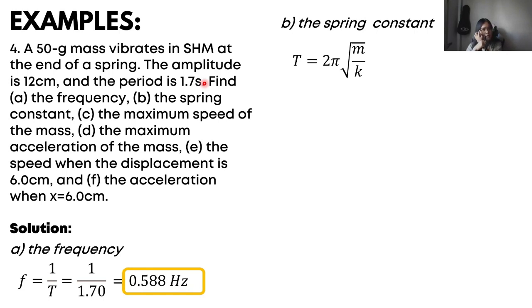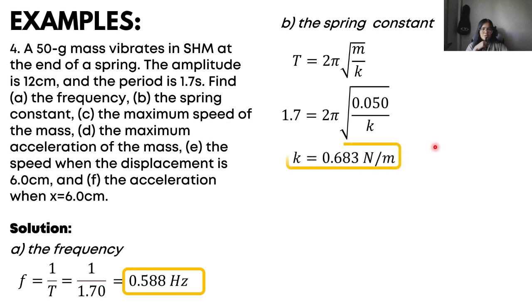So, since given natin ay yung period, meron tayong formula na T = 2 pi square root of m/k. So, substitute natin 1.7 seconds and then mass na given 50 grams. Okay, kaya 50 divided by 1,000, 0.05 kilograms na. Then, calculate nyo yan, k is equal to 0.683.